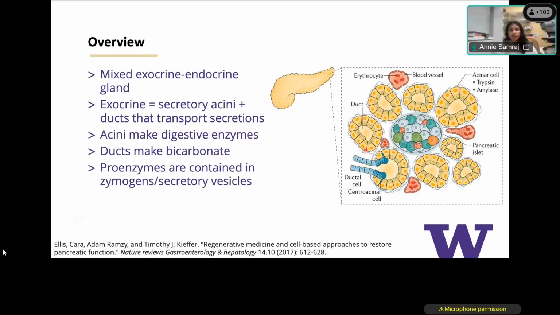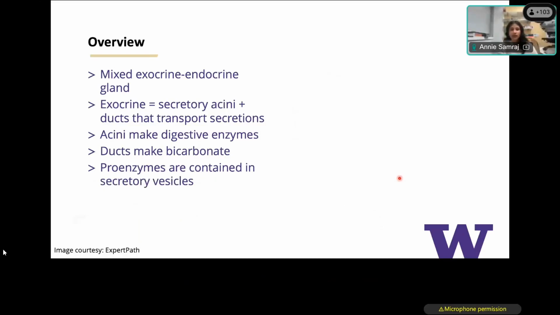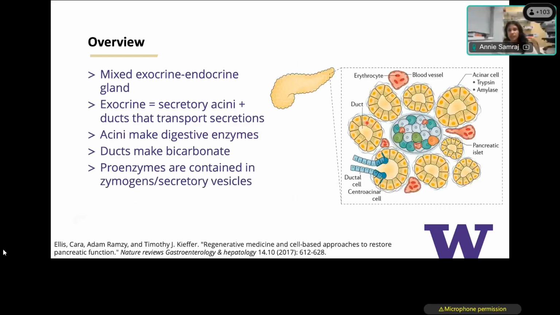And then you can see these digestive enzymes. You can see these little granules here at the apical part of the cell, and they are packaged within zymogens or secretory vesicles, and they are not activated yet. So that's how in the normal state the pancreas doesn't digest itself.